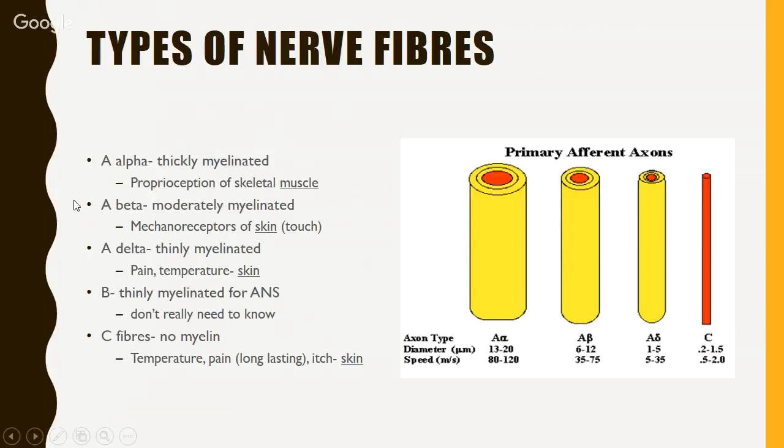So A alpha and A beta are the very big fibers, highly myelinated and thick. Then you have A delta and C fibers. These are very relevant for pain, and that's why a lot of pharmacology works on these, because we care about patients in pain. The difference between them is that A delta is sharp pain, like if you get pricked with something, but C fiber is that groaning pain, like when you've got muscle cramps or that sort of stuff.